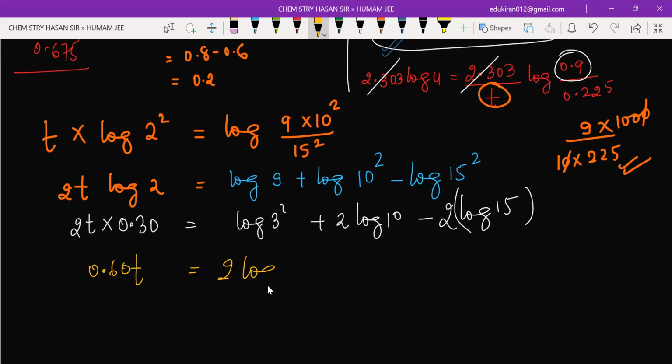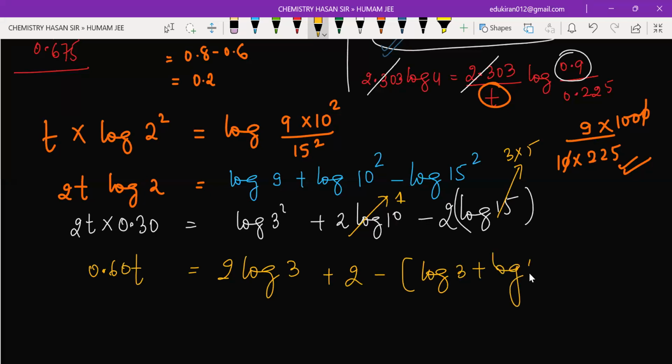Do you know the value of log 3? Yes or no? Yes. This will be 2 because log 10 has a value 1. Now negative is there. Why did I put it there? Because I can write this 15 as 3 into 5, and this can be written as log 3 plus log 5. And this value, either it will be given or it will be solved with the help of this. Always remember log 1 is equal to 0.